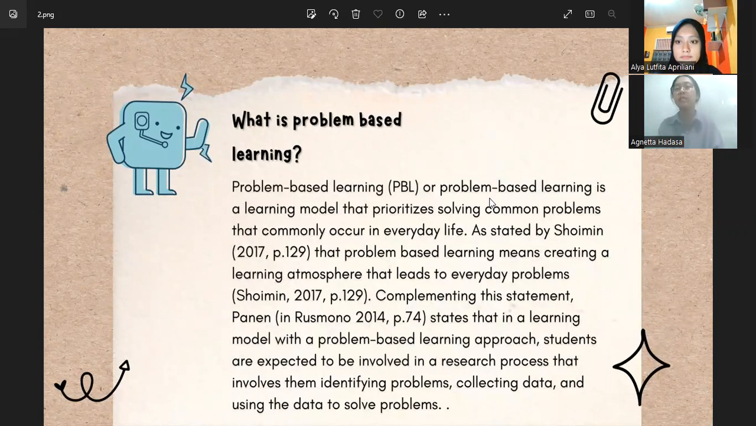What is problem-based learning? Problem-based learning, or PBL, is a learning model that prioritizes solving common problems that occur in everyday life. As stated by Soimin, problem-based learning means creating a learning atmosphere that leads to everyday problems. Complementing this statement, Panen in Rusmono 2014 states that in a learning model with a problem-based learning approach, students are expected to be involved in a research process that involves them in identifying problems, collecting data, and using the data to solve problems. Next.